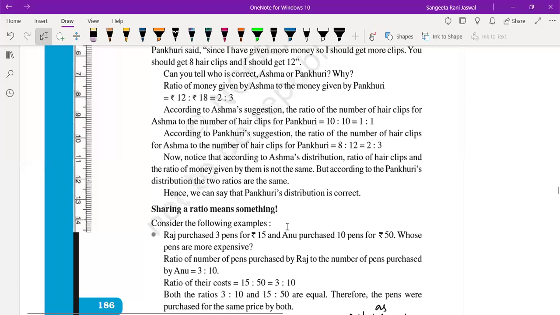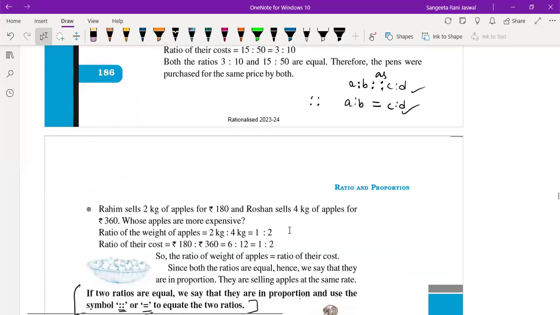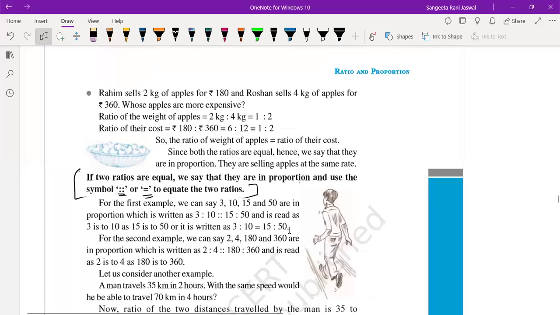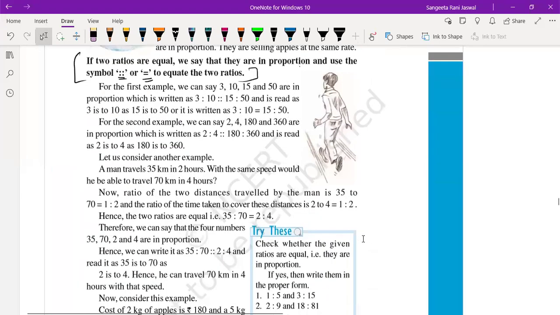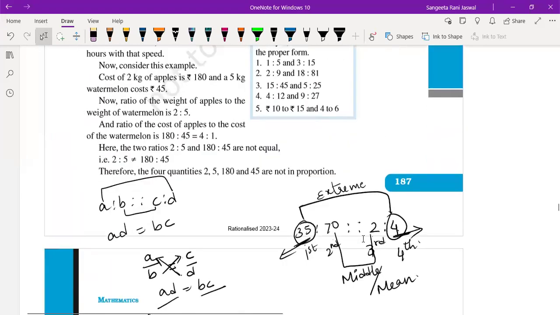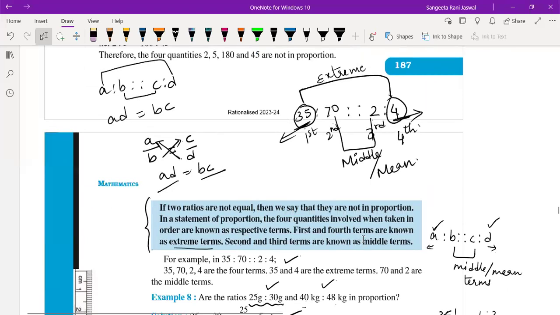Okay, let's see further. If two ratios are equal, see this highlighted thing, what is written. If two ratios are equal, we say that they are in proportion and use this symbol, or equal to, to replace the two ratios. Let's see some important terms which are written here. If two ratios are not equal, then we say that they are not in proportion.